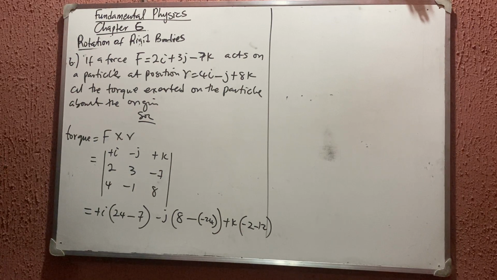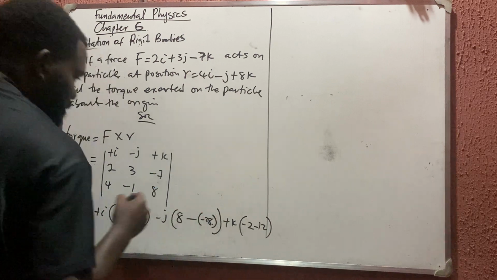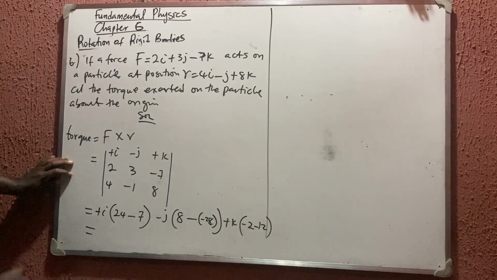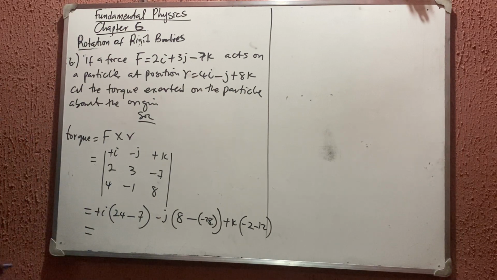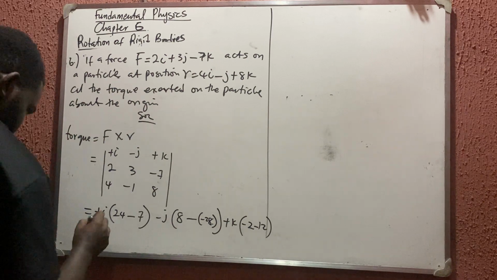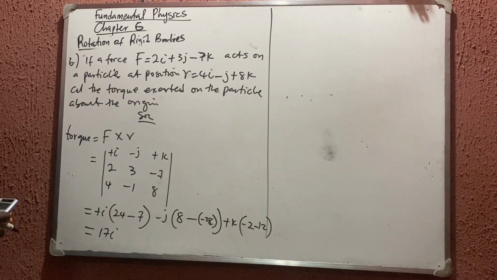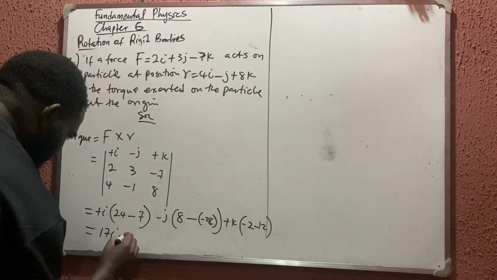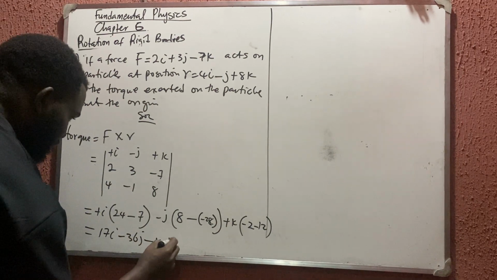So what's the next thing? Sorry, 4 times 7 is 28. Okay, so I'm now left with what? 24 minus 7. I think I have a calculator here. 24 minus 7, I'm going to have 17i. Then 8 plus 28, I'm going to have 36. So minus 36j. Then I have minus 14k.